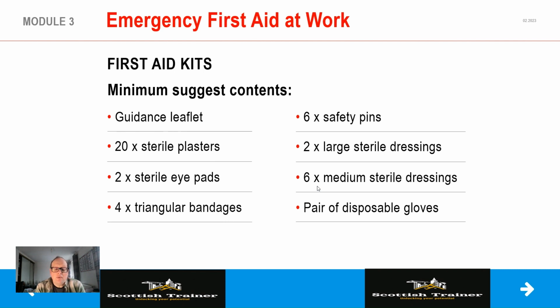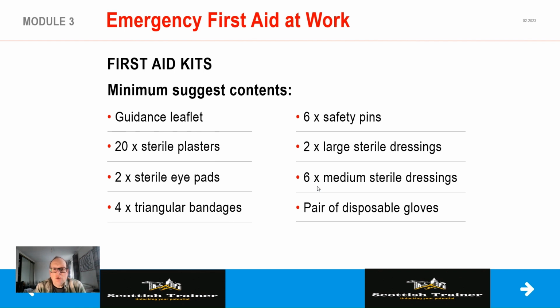So, for example, if you're going through a huge amount of plasters, you may want to have more than 20 plasters. If you're working in a kitchen, you would want blue, brightly coloured waterproof plasters rather than your flesh coloured ones. You may want some of different shapes and different sizes. You'll want to check that these are all in date as well. Every first aid kit has an in date.